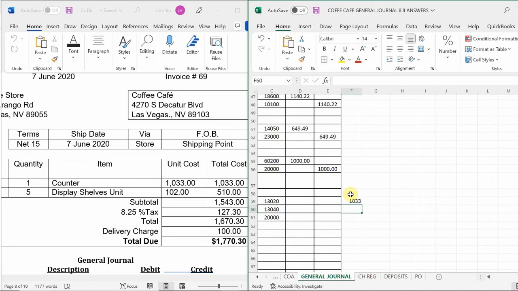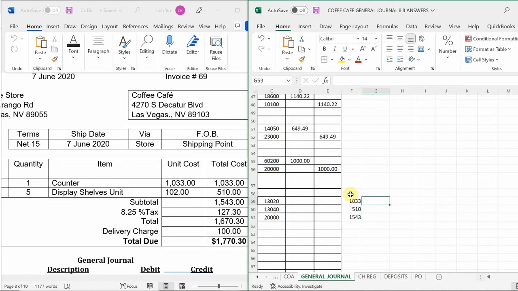Okay? How much was my display shelves? 102 per shelf. How many shelves did I buy? 5. So in this case, $510, right? Giving you your grand total of $1,543.